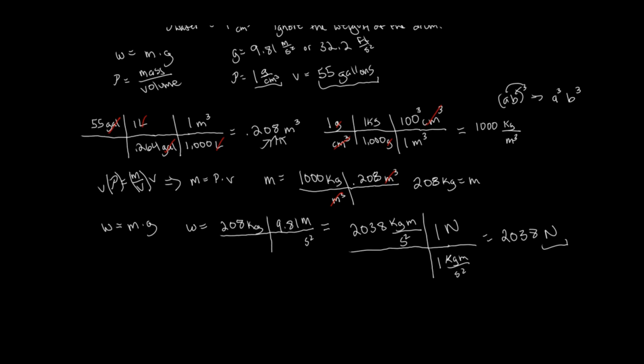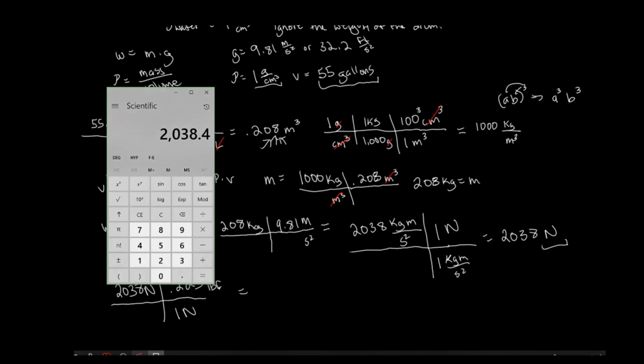So there's simply one more conversion that needs to take place. We need to take 2038 newtons, and we need to convert this over to pounds force. And that's a direct conversion because it's force for force. So 1 newton is equal to 0.225 pounds force, which brings us out to, let's do the math. Let's do 2038 times 0.225, and there we go. 458.